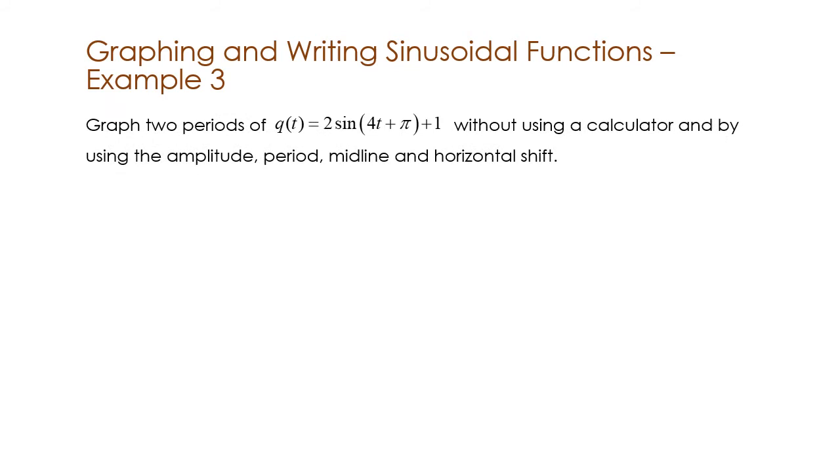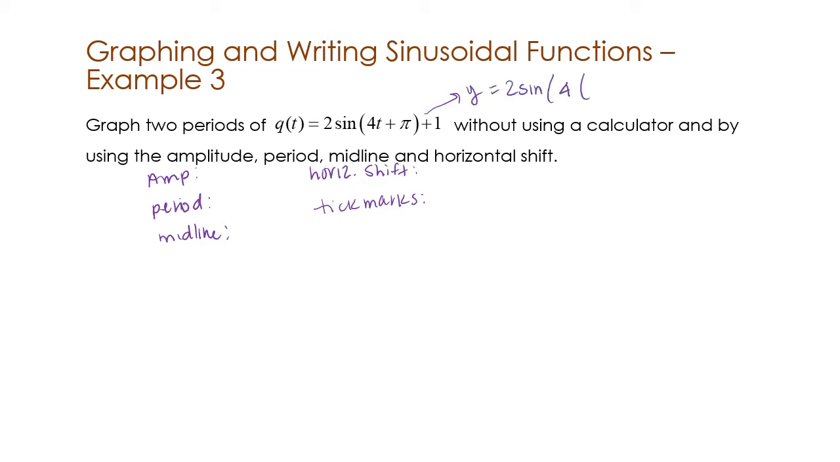Okay, so now if we have this, again, same kind of deal. We're going to write out the amplitude, the period, the midline, the horizontal shift, and the tick marks. Okay, so let's first go through and factor that 4 out. So when I take the 4 out, that's just left with a t, and that becomes a plus pi over 4.